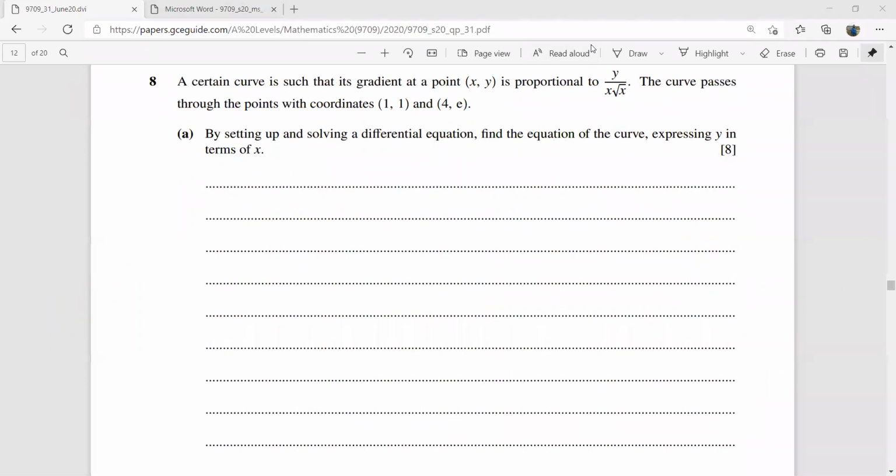A certain curve is such that its gradient is proportional. Now, gradient, you can immediately write dy by dx is proportional, is k times y over x under root x. The curve passes through these 2 points. By setting up, we will find y in terms of x. Did you see how I wrote this equation here? He said gradient, so you know the gradient at this point means dy by dx. For proportional, I have put that k over here. Now we start solving this equation.